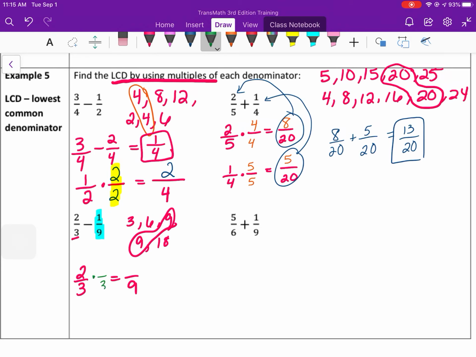You do that by multiplying. 3 times 3 is 9. 2 times 3 is 6. So now they have a common denominator, and it's 6/9 minus 1/9 will give me 5/9.